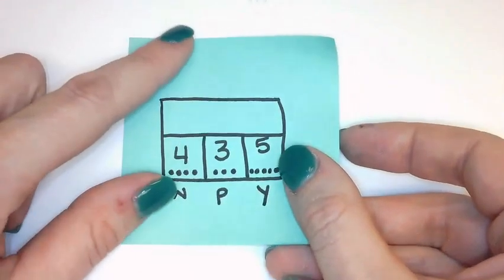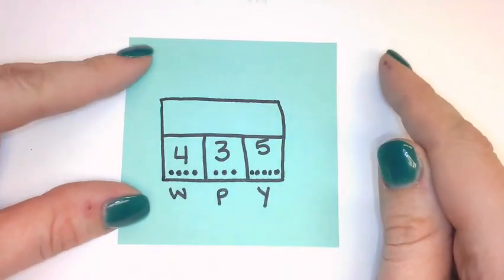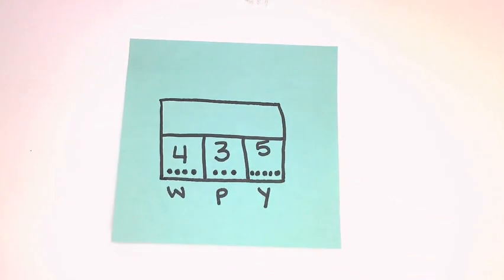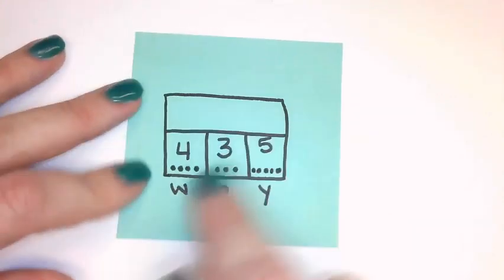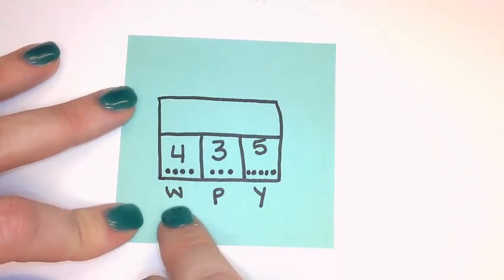Another instance in first grade is going to be a part whole. So we need students to be able to represent problems this way as well. At the party, there are 4 white party hats, 3 pink party hats, and 5 yellow party hats. How many hats were at the party? So we have all 3 parts here represented.